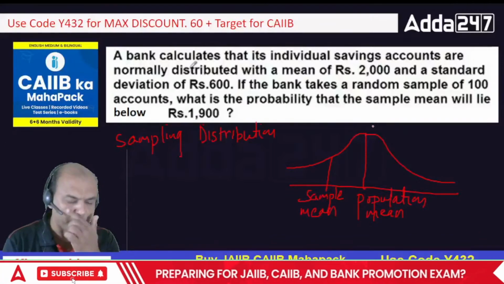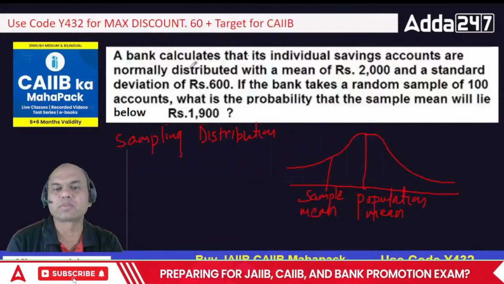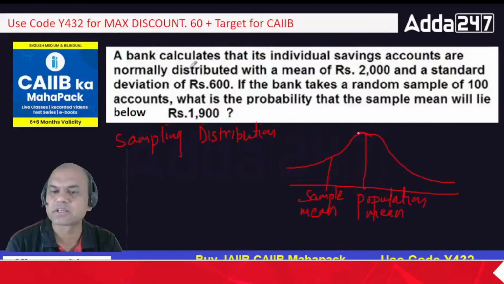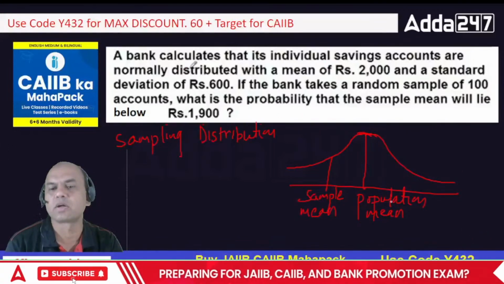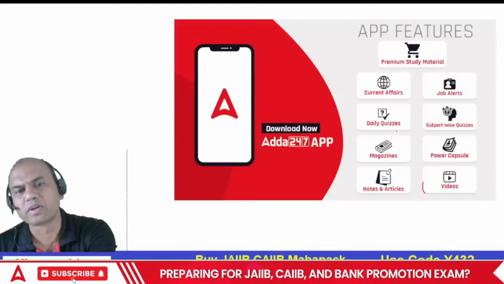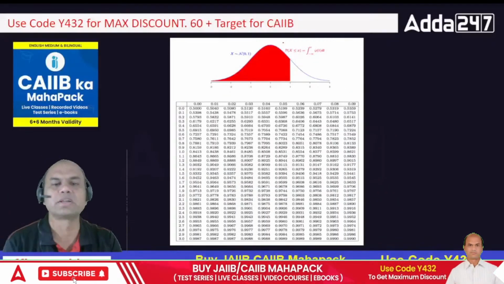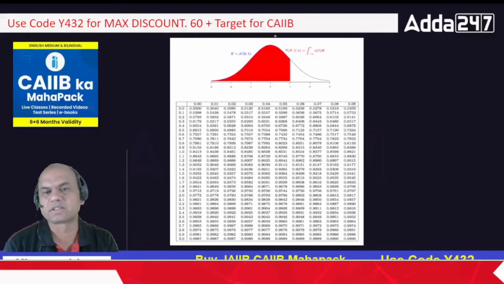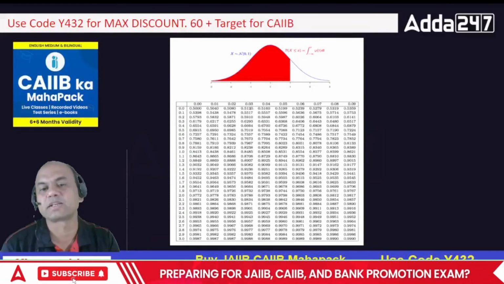See this, what do we want actually? The bank calculates that individual savings accounts are normally distributed. Whenever it says normally, it means this curve is normally distributed. This is known as a normal distribution curve. I'll show it over here also. See here, this is the normal distribution curve. And whenever you have such a normal distribution curve, you have the probabilities attached to it.